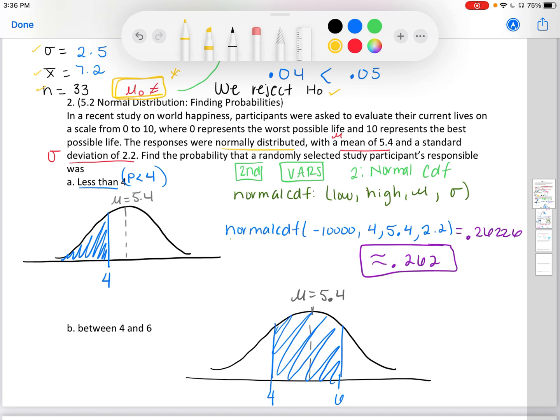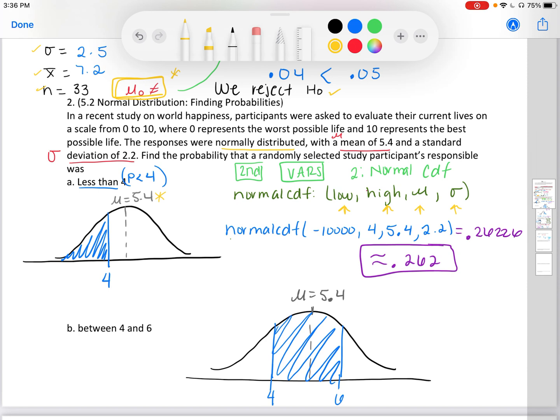Whenever you're working with these types of distribution questions, always graph a bell-shaped curve. In the middle, you always have your mean, so label your mean, and then think about what you are being asked. If you're using your calculator, your command is you're going to press the second button, then the vars button, then choose the second option, normal CDF. And then you're going to enter the lowest point, the highest point, the mean, and the standard deviation.